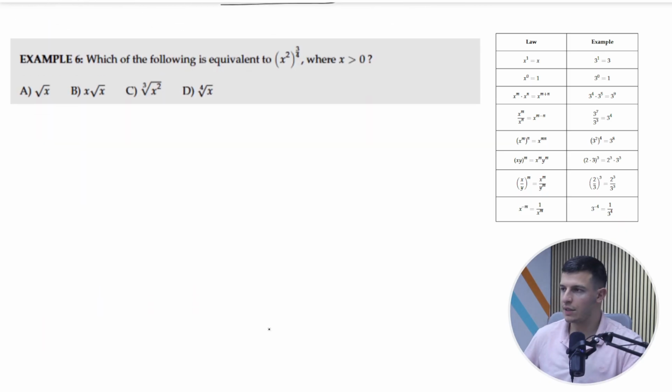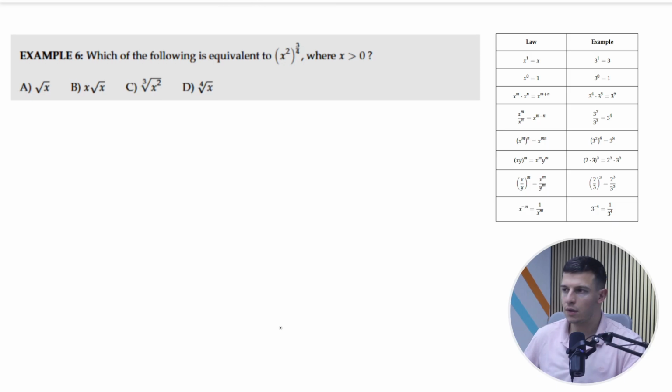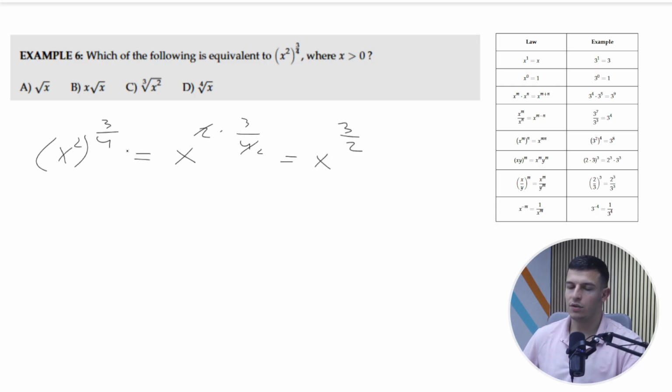Which of the following is equivalent to x squared to the power of 3/4, where x is greater than 0? All right, x squared to the power of 3/4. Again, we can use our bracket rule. So x to the power of 2 times 3/4. Now we can do a little bit of algebra, cancel them out. x to the power of 3/2. Now I don't see x to the power of 3/2 here. I don't need to panic, because x to the power of 3/2 can be written as a radical. So this is going to be 2, and this is going to be 3.